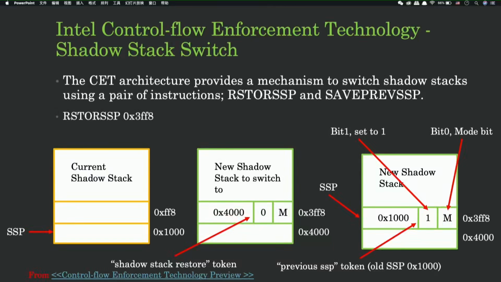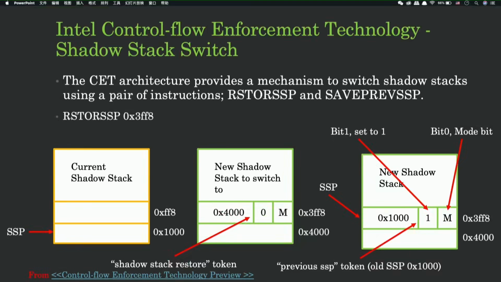Now let's look at this. First of all, we have the current shadow stack here, and then we are using restore SSP given an address. This is where the new shadow stack we want to switch to. So as we see, it points to here. At this location, it has what they call the shadow stack restore token. And this restore token, this bit is 0, and this part contains the address when this token was created. That means when this was created, at that moment, this is the shadow stack pointer.